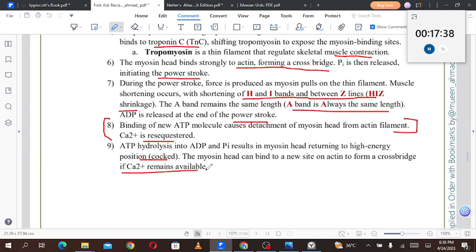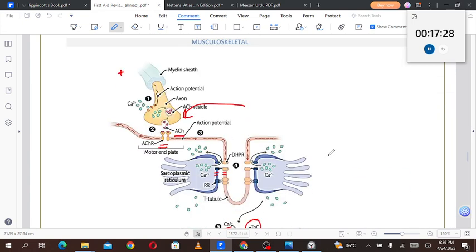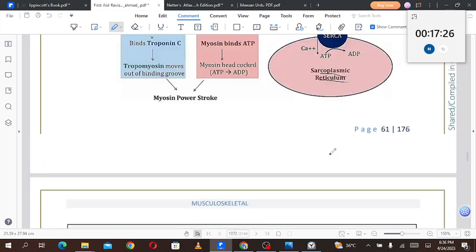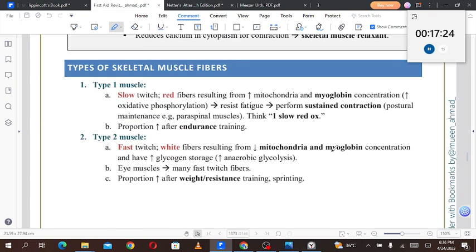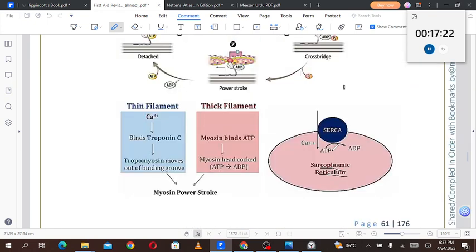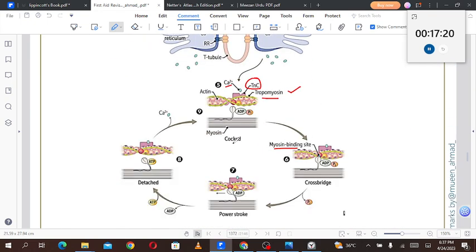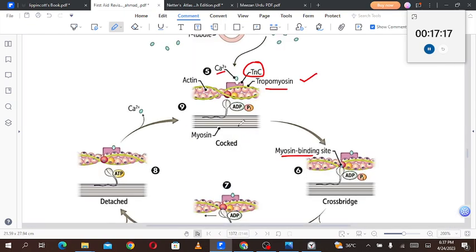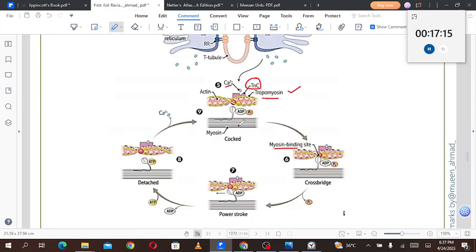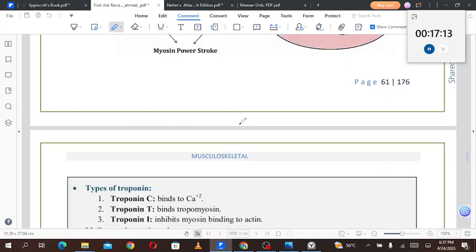So if the calcium is still there and the impulse is still coming, we are supposed to contract the muscle further. In that case, if the calcium is available, the myosin head can bind to the new site of actin to form a cross bridge. There are a lot of beautiful animations which you can see. We'll use this whole picture and then go to the next page.